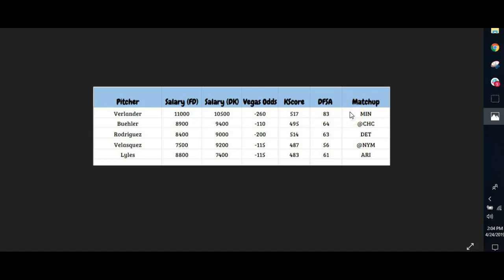So we might bring a little bit of pause into the discussion there and see if we can't find a little bit more perfect matchup for cheaper. If I look at Walker Buehler next, 5,900, 4.95 K-score, not a significant drop.